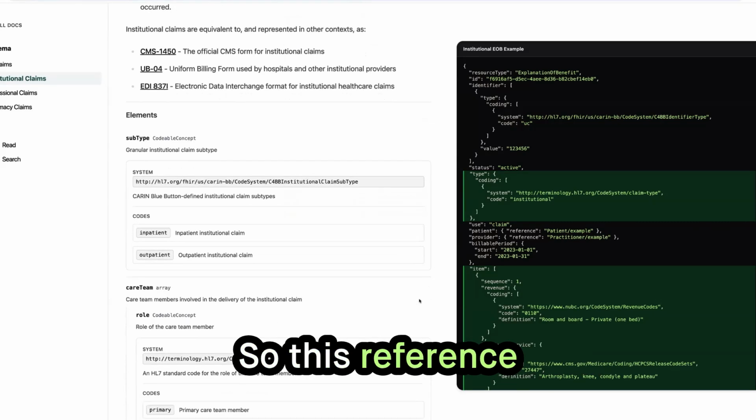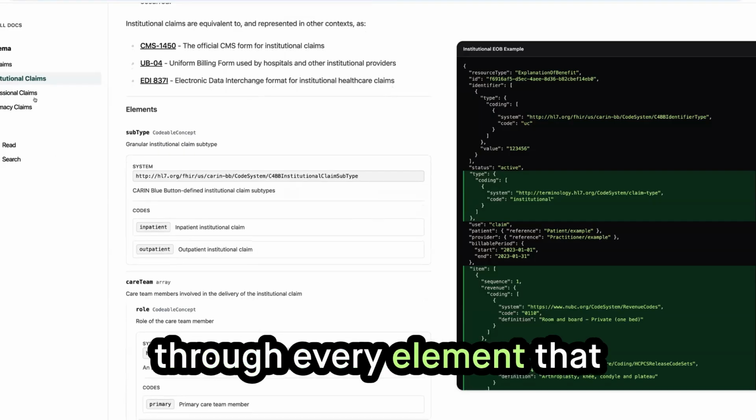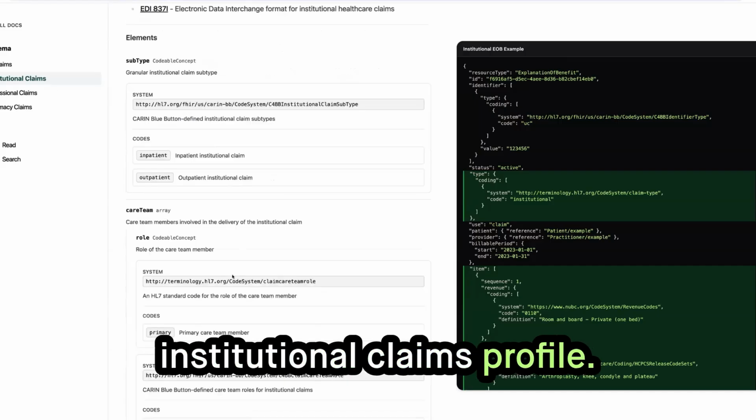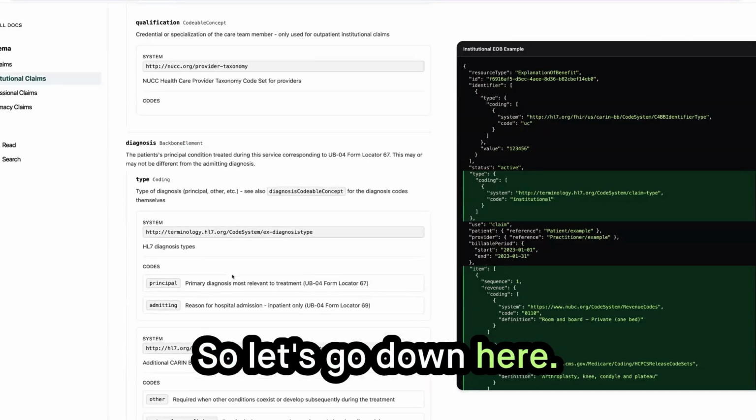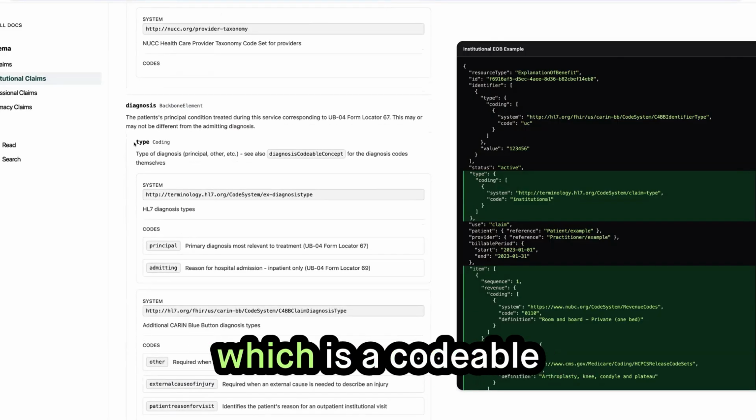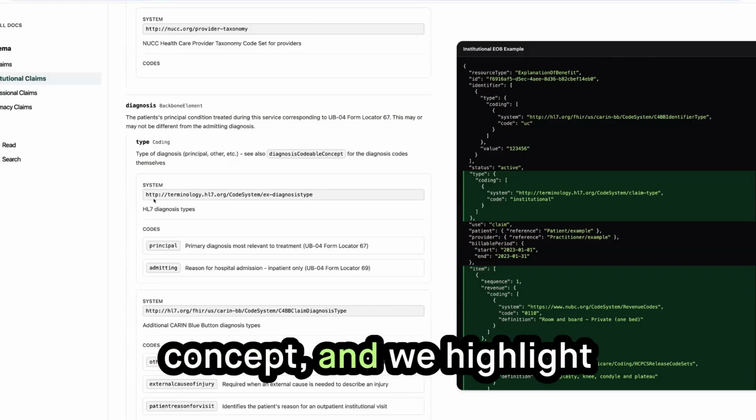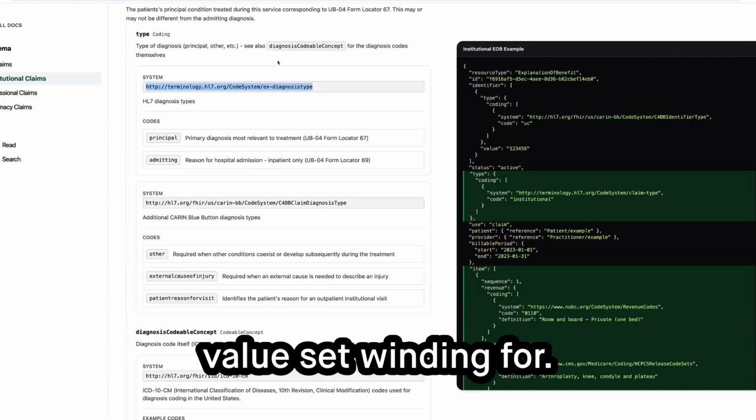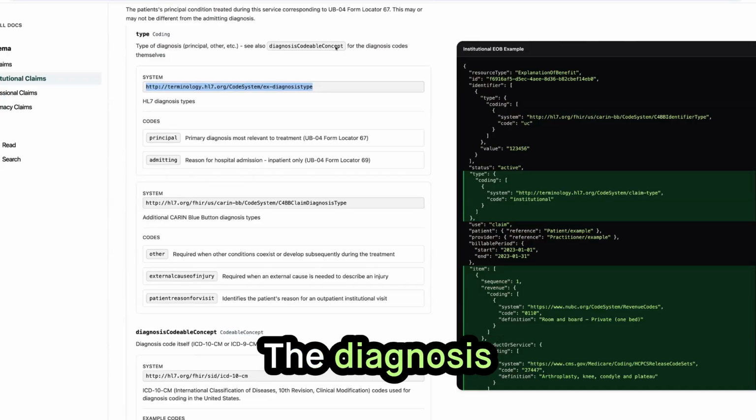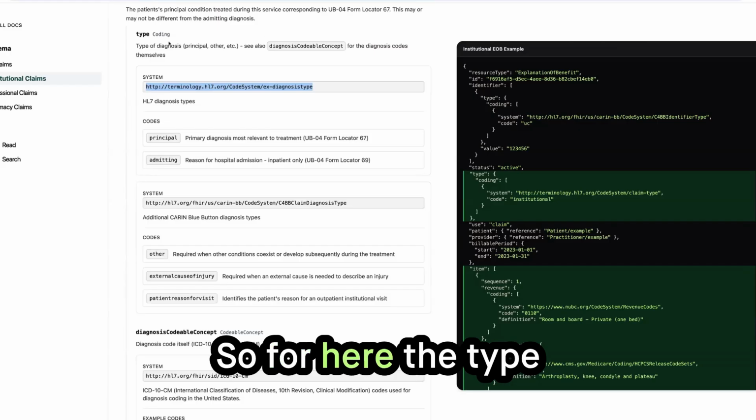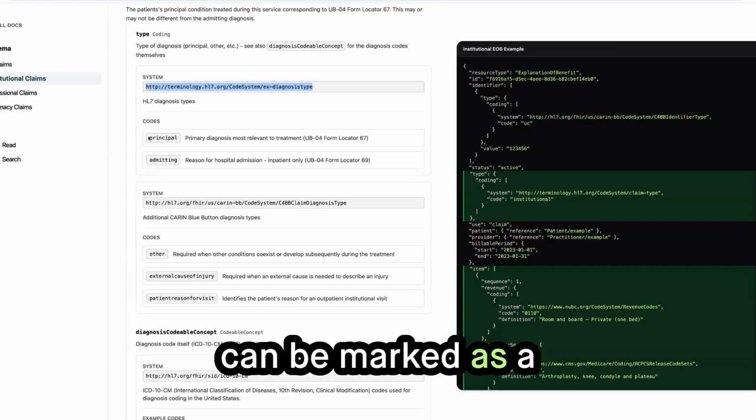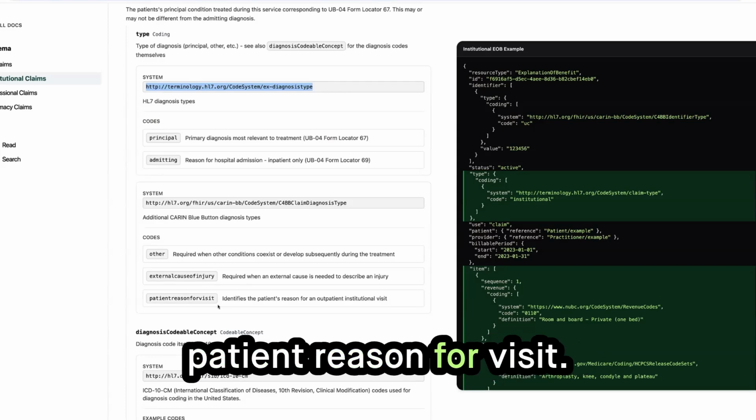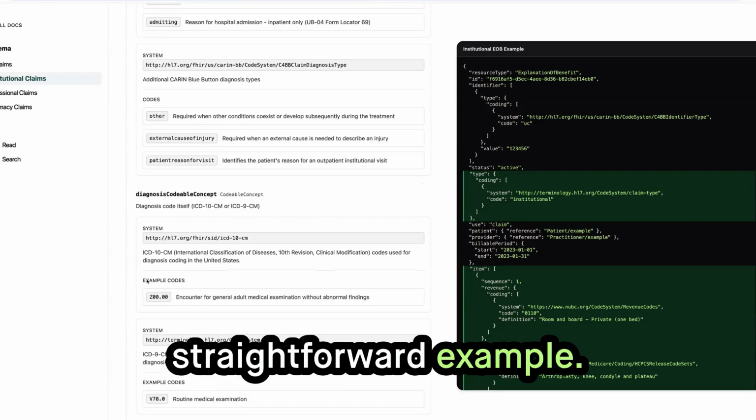So this reference documentation walks through every element that is unique to the institutional claims profile. So let's go down here. So we have diagnosis, which is a codable concept. And we highlight here the available systems that are part of the value set binding for the diagnosis codable concept. So for here, the type can be marked as a principal, admitting, other, external cause of injury, or patient reason for a visit. That's a pretty straightforward example.